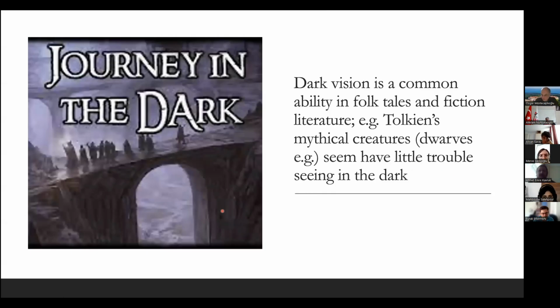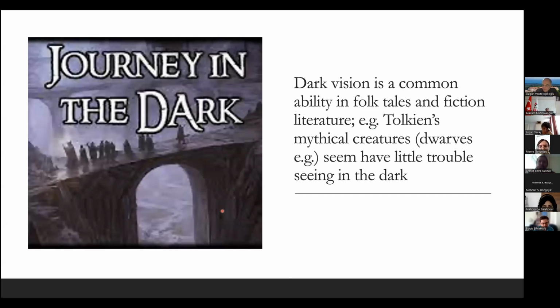Well, of course, it was a dream to see in the dark. If you look at the literature of folk tales and fiction, you can see a lot of examples where there are creatures, not humans, that can see in the dark. They help humans sometimes when they travel in dark caves. These creatures, like dwarves, help the humans to let them go through.